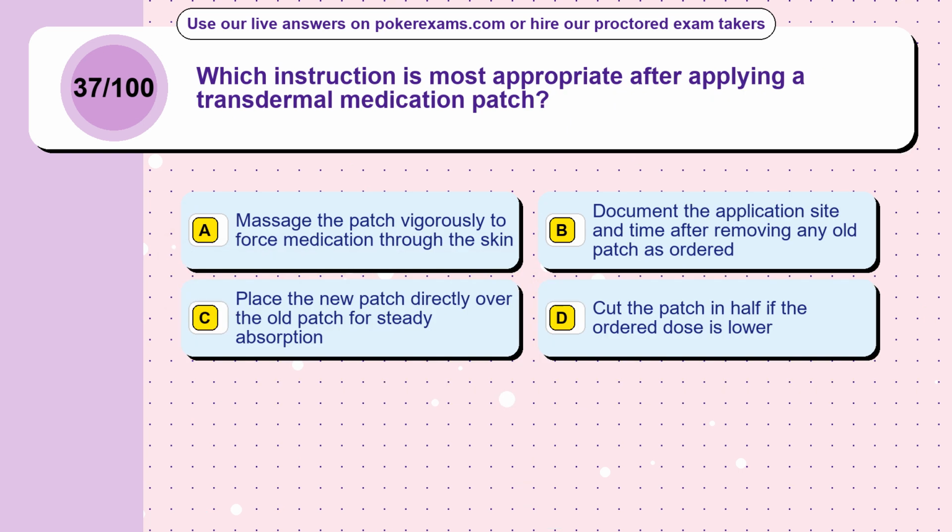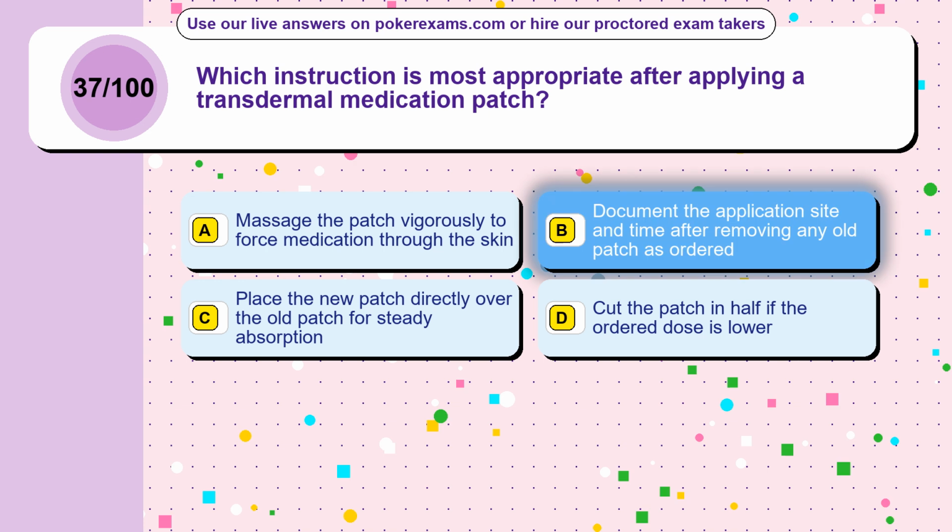Question 37. Which instruction is most appropriate after applying a transdermal medication patch? Option A. Massage the patch vigorously to force medication through the skin. Option B. Document the application site and time after removing any old patches ordered. Option C. Place the new patch directly over the old patch for steady absorption. Option D. Cut the patch in half if the ordered dose is lower. The correct answer is option B.